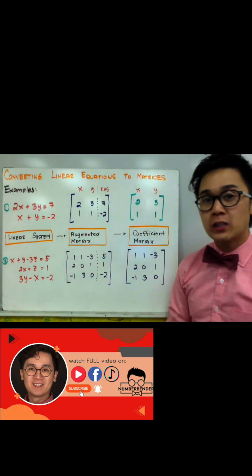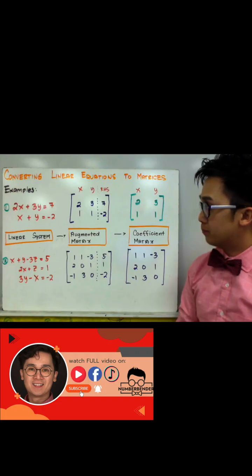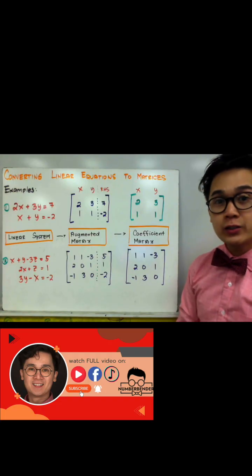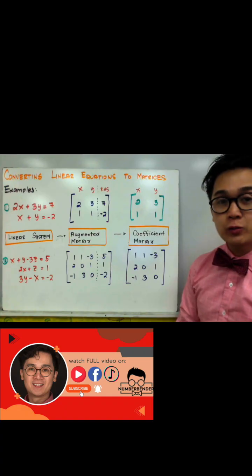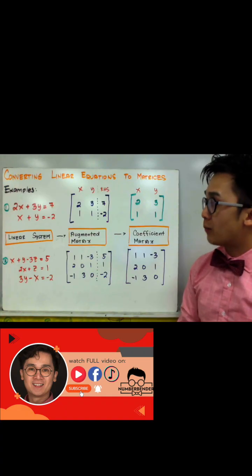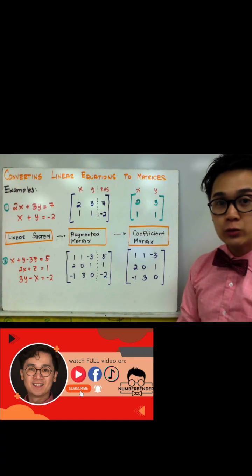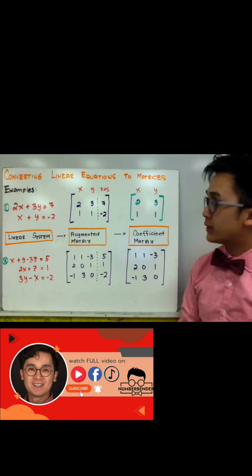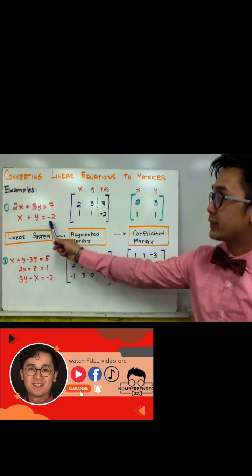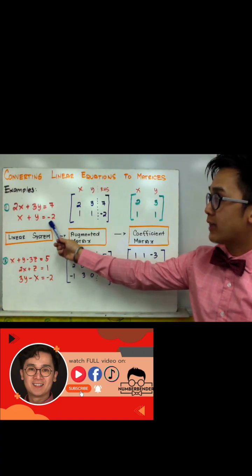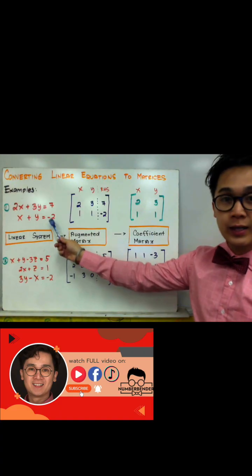Now, one of the major applications of matrix and linear algebra is converting a linear system into a matrix, because we can have a lot of operations in solving the solutions of linear systems using a matrix. For example, I have here a linear system which is 2x plus 3y equal to 7 and x plus y is equal to -2.